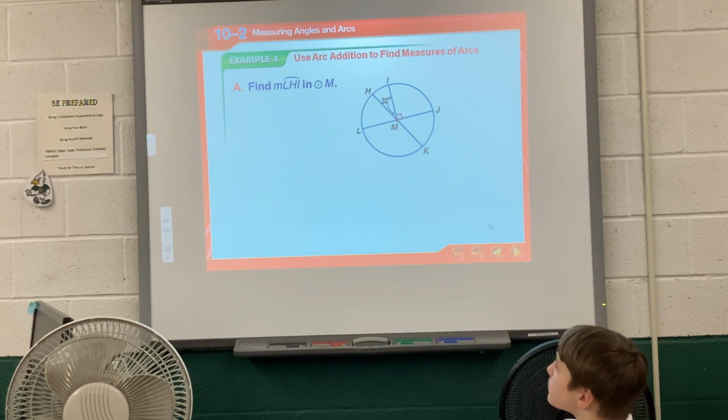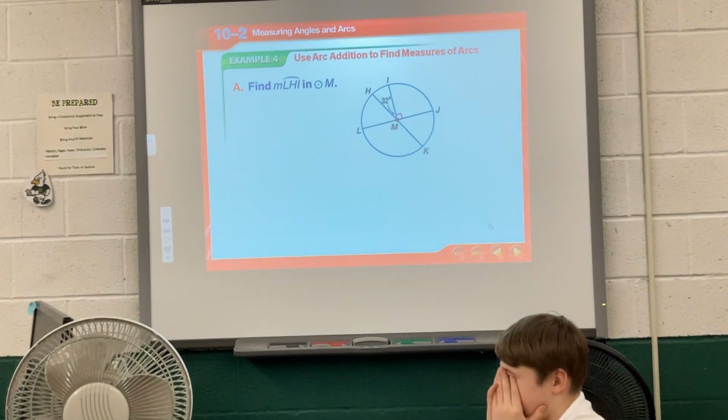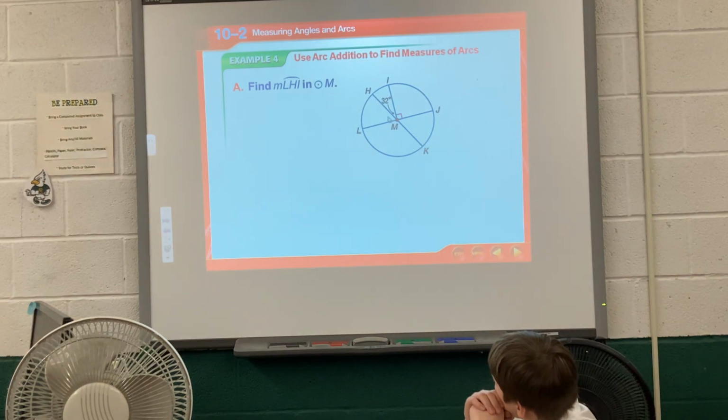So here's the next question. Don't say it out loud, let everybody have a chance to think. Are HMJ and LMK vertical angles? Yeah. Are they? Wait. Yes. If the two little ones this way are vertical, then HMJ has to be vertical to LMK.